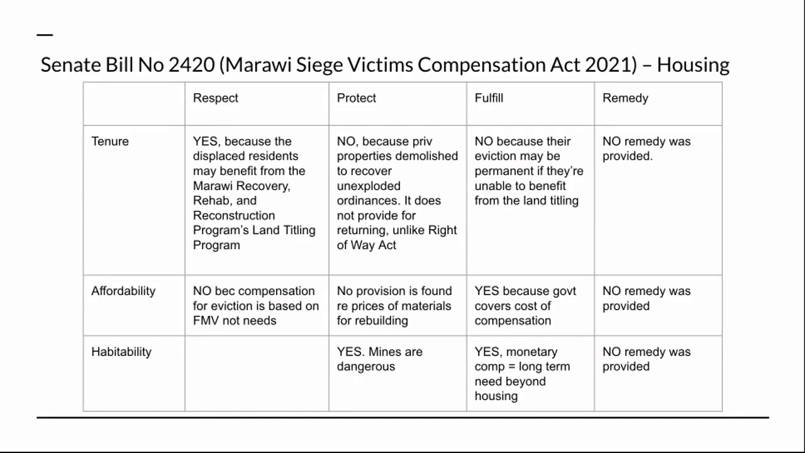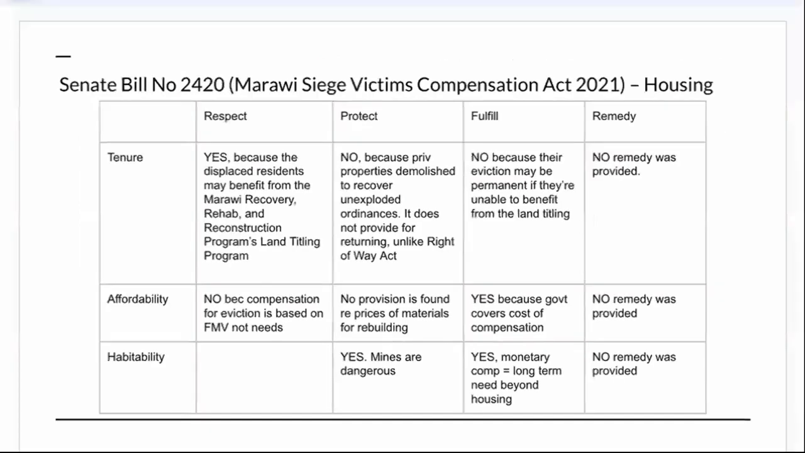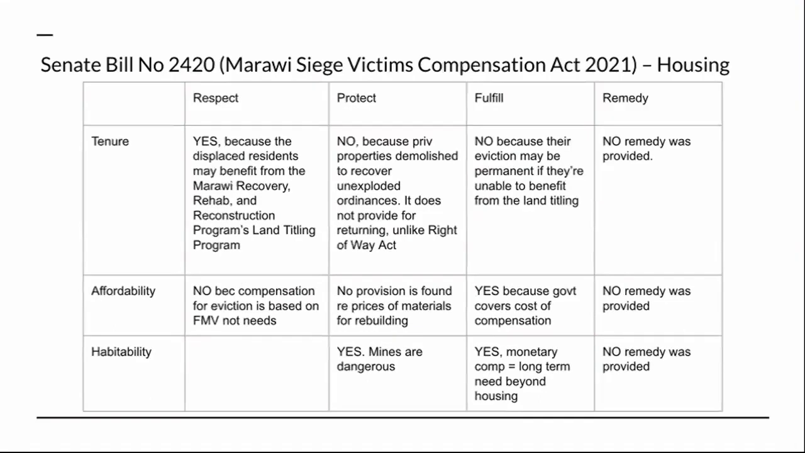On the other hand, protecting affordability, there was no provision found about this, but fulfilling the conditions where you can enjoy the entitlement of affordability, they said at least, yeah, the government covers the cost of the compensation. But if it fails to do that, no remedy was explicitly provided. And lastly, for habitability, obviously they're trying to protect something, protecting you from mines. That's it. And as you can tell, I spent quite a long time discussing that.